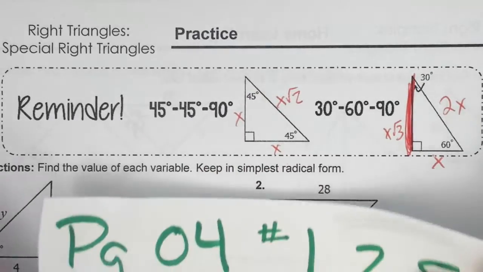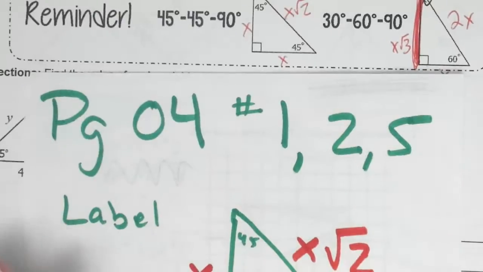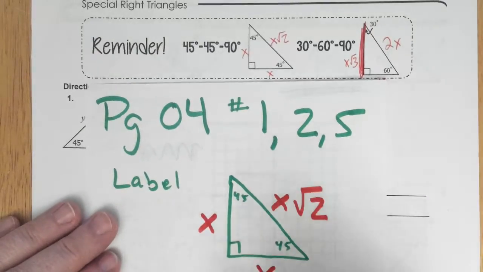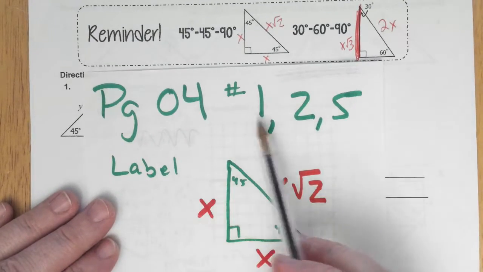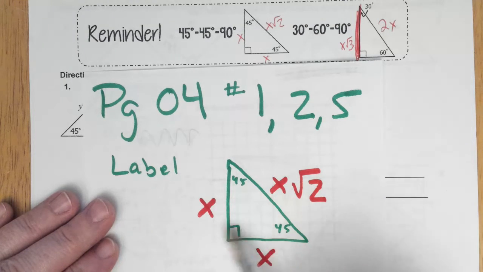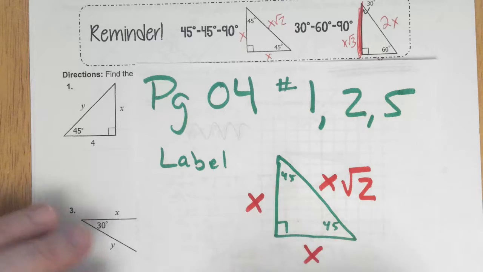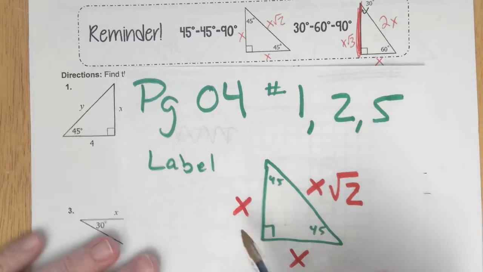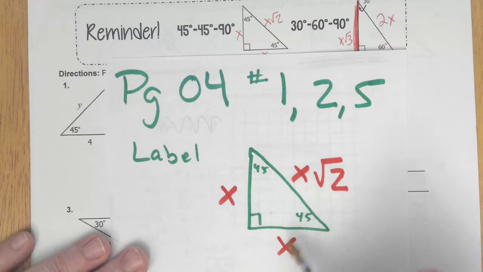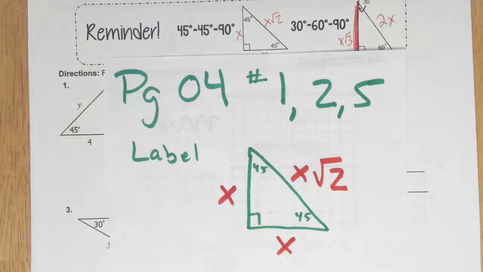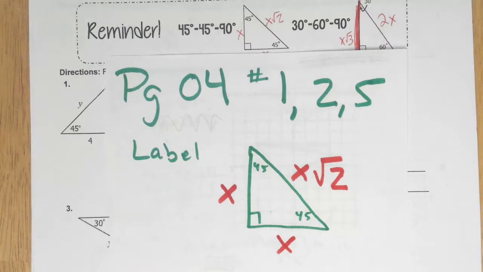Right now, we're going to pause, and I want you guys to do page 4, numbers 1, 2, and 5. All I want you to do is step 1, ignore your variables. Step 2, label. So you are going to label the x, and x radical 2. Pause the video, and you will have time to label that. Go ahead and do that now.